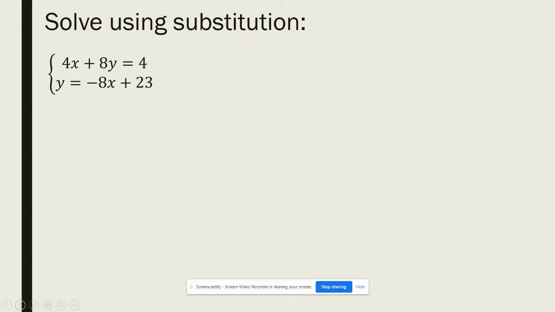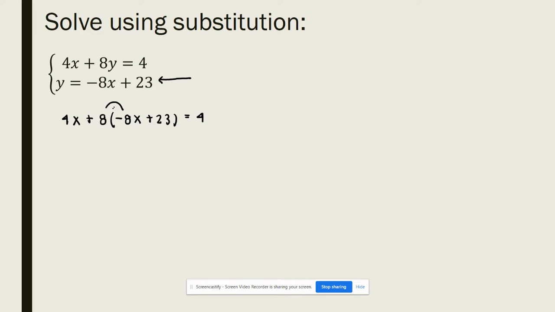So notice that in order to do substitution, you have to have an equation with a variable by itself, like we do in the bottom here. So I'm going to be able to rewrite that top equation, and instead of putting that y, we're going to replace it with what y equals, but everything else in the equation will stay the same.